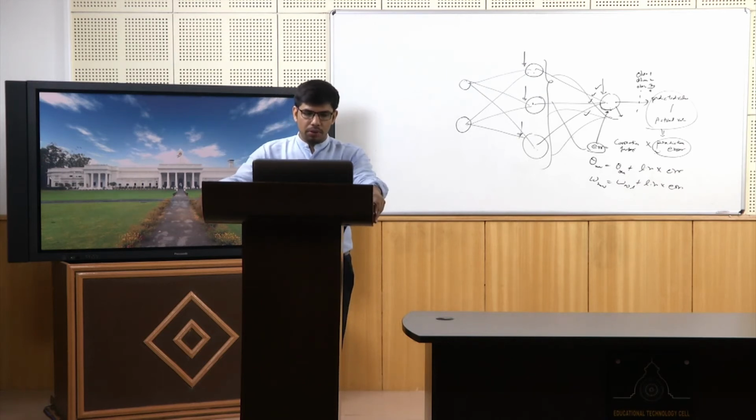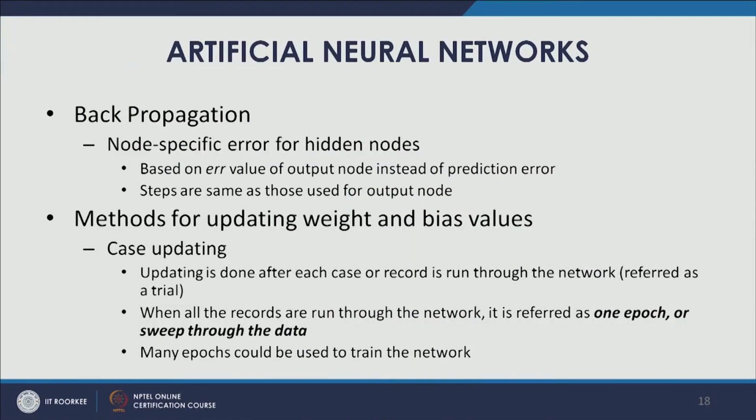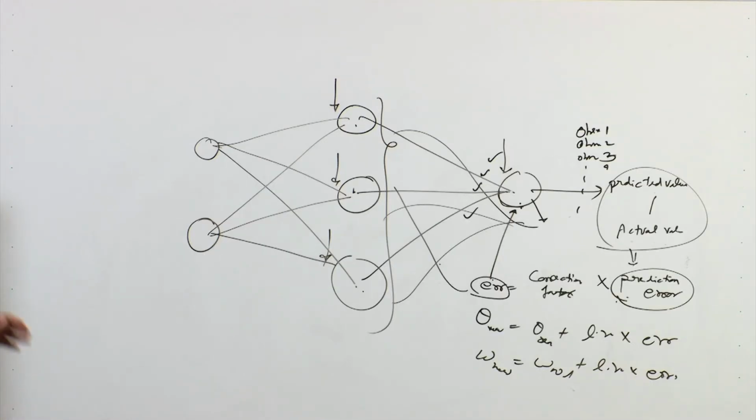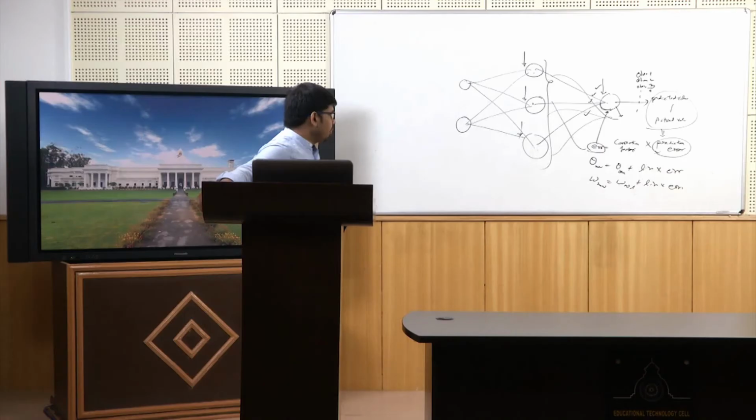Now let's talk about a few more things about updating weight and bias values. There are two main approaches for this updating. What we have discussed till now is actually case updating. So what is case updating? Updating is done after each case or record is run through the network, referred to as a trial. This is what we have discussed: after each observation, this is called case updating.